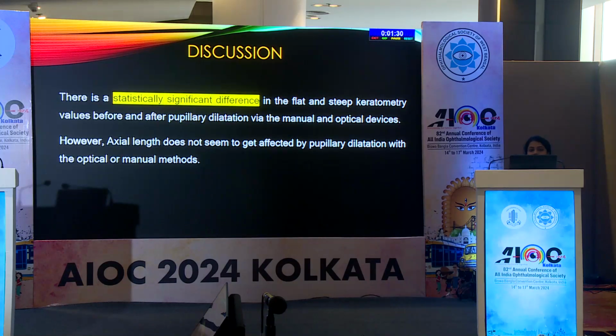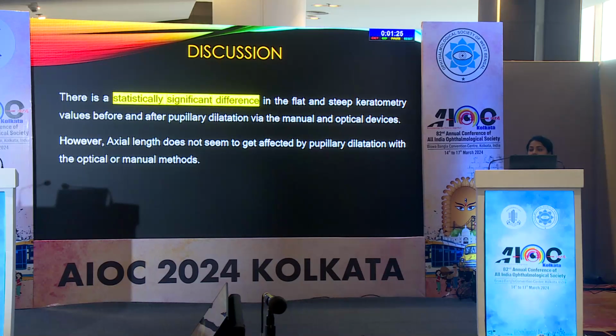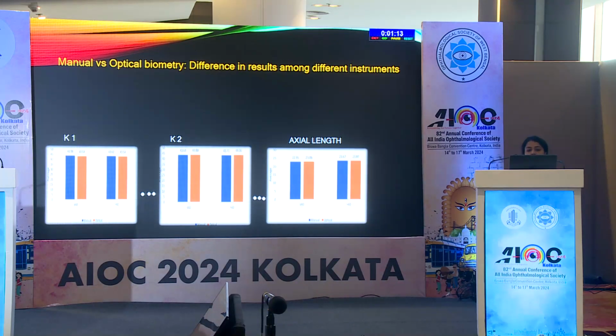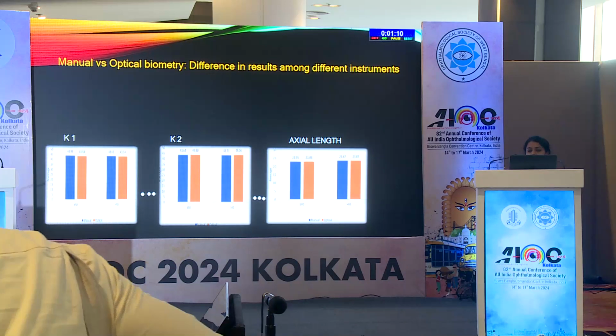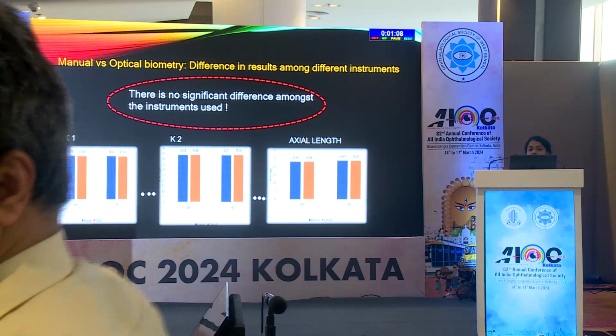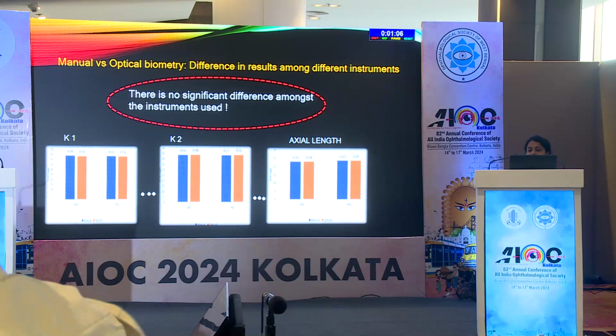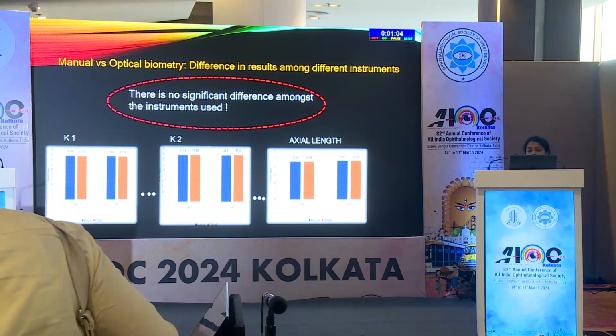So I would like to conclude by saying that there is a statistically significant difference in the flat and steep keratometry values before and after dilatation via the manual and optical devices. However, axial length did not seem to be affected by pupillary dilatation via these methods. Also, I would like to comment that when we use these 3 instruments, there was no significant difference amongst the values calculated via them, and I have shown them in the graph.